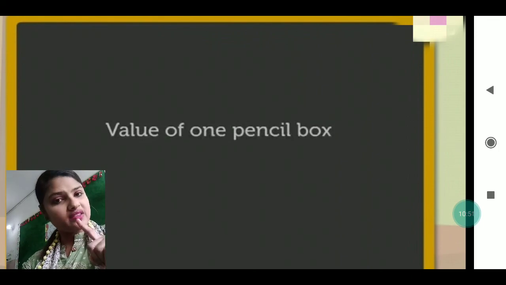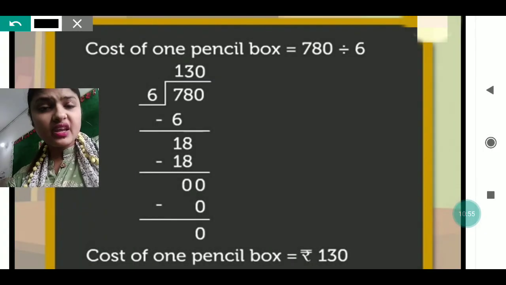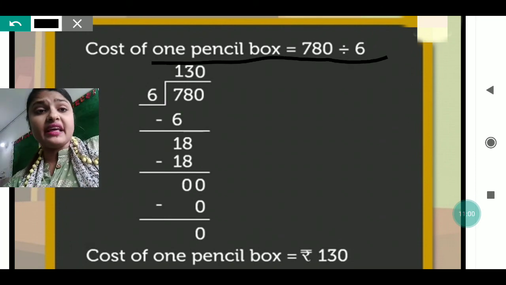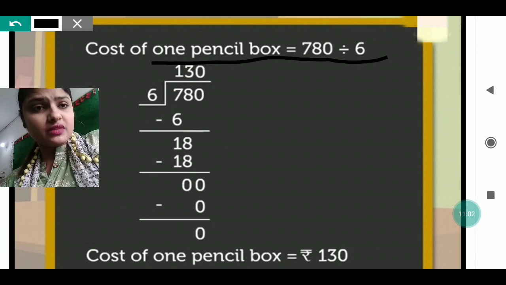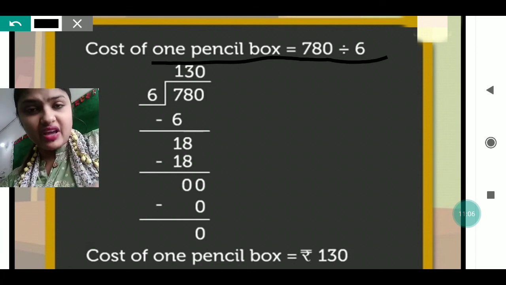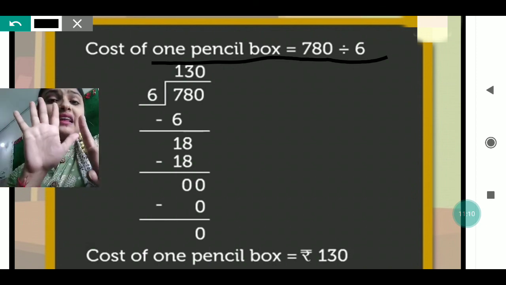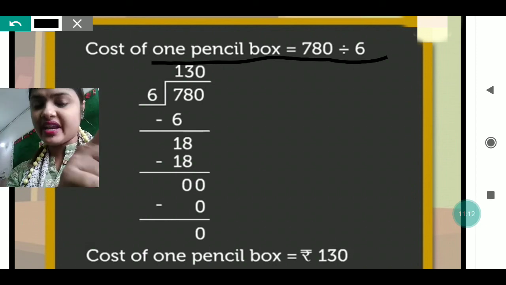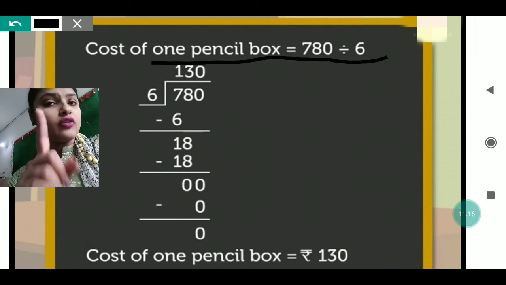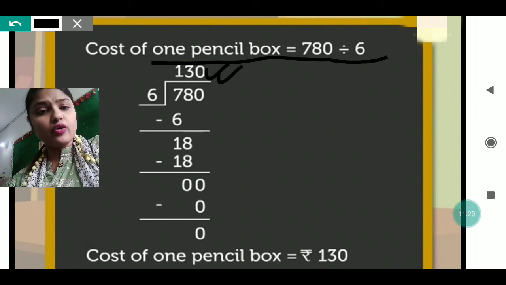Value of one pencil box. You can see here the cost of one pencil box can be found by dividing 780 by 6, because 6 pencil boxes cost 780, as given. We have counted, there were 6 pencil boxes, and the cost of those 6 pencil boxes, 780, is given. So by dividing 780 by 6, we can find the cost of one particular box. Cost of one box is 130 rupees.